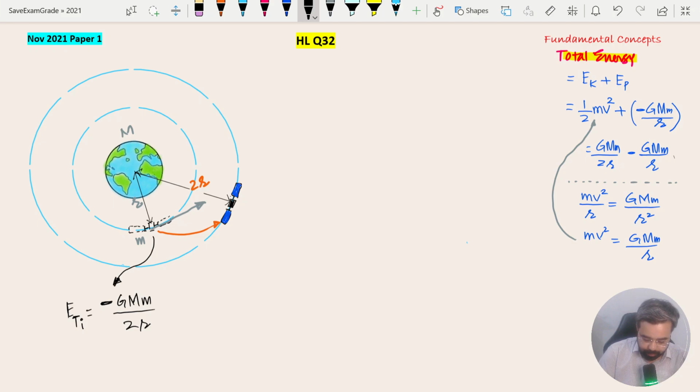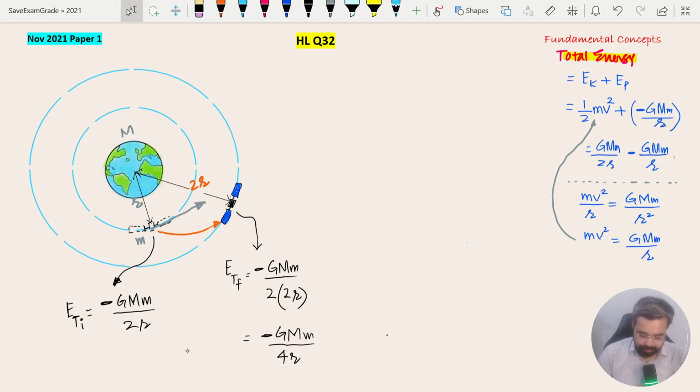When this satellite moves into this orbit, it will have a total energy final equal to negative GMm over 2 into the orbital radius, which is 2r. So these are the total energies in these orbits. Work done, according to the work-energy principle, is always equal to the change of energy. So you have to do the final energy minus initial energy.